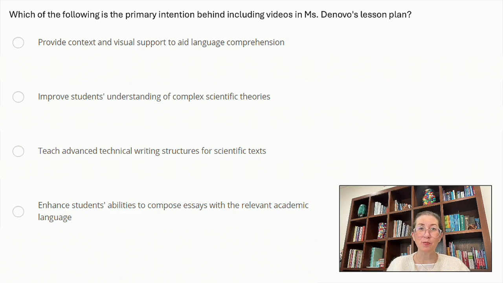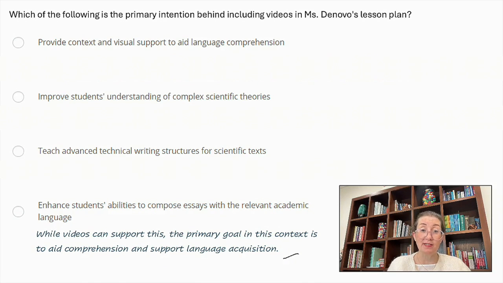Which of the following is the primary intention behind including videos in Ms. DeNovo's lesson plan? Provide context and visual support to aid language comprehension, improve students' understanding of complex scientific theories, teach advanced technical writing structures for scientific texts, or enhance students' abilities to compose essays with the relevant academic language. Starting there. While videos can support this, the primary goal in this context is to aid comprehension and support language acquisition, so we can cross that out.